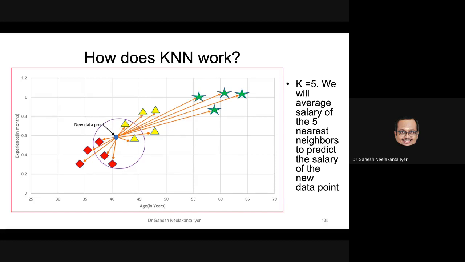So you'd also understand K can never be an even number, because if K is an even number, there are chances of ties, right? There could be 3 on this side and 3 on that side. I'm confused which one to take. So the K has to be an odd number.